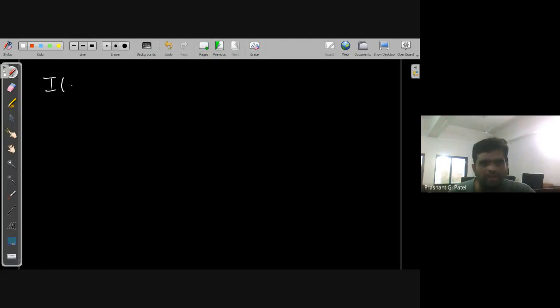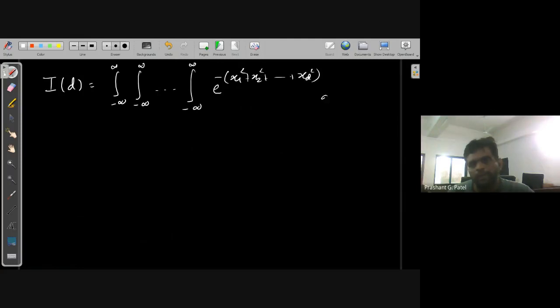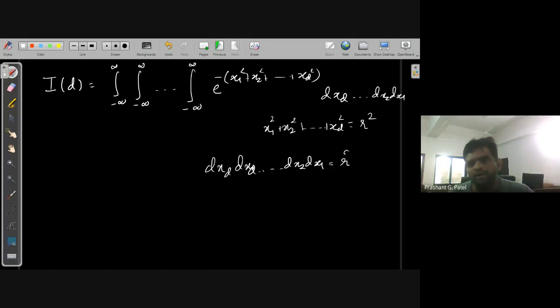So now this integration ID that we have is in this form: minus infinity to infinity, up to minus infinity to infinity, e power minus (x1 square plus x2 square up to xd square), dxd up to dx2, dx1. This is our ID. We'll need to convert this into polar coordinates. So what will be the value of x1 square plus x2 square up to xd square? That value is r square, and dxd dx2 dx1 is nothing but r raised to d minus 1 dr d omega, where this omega is a surface integral that we have.